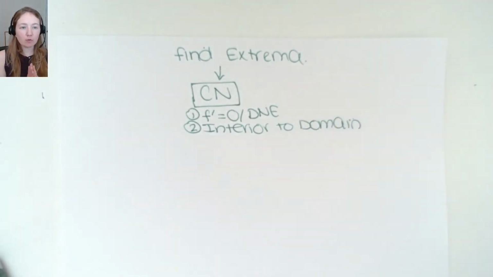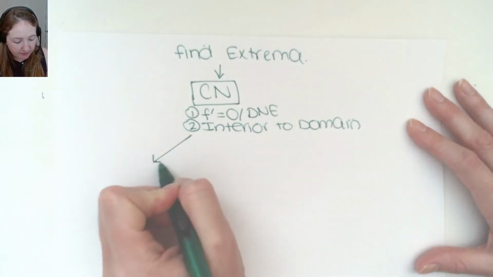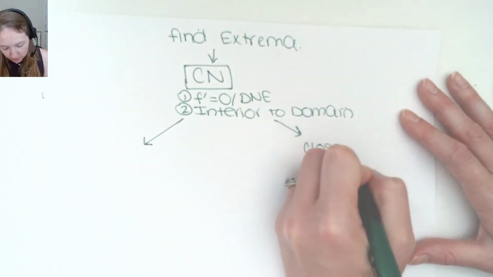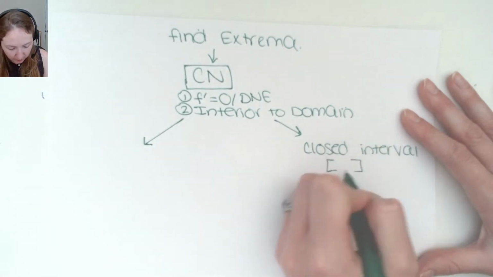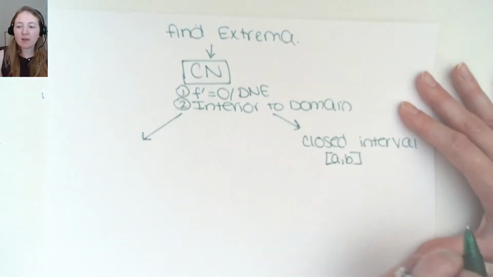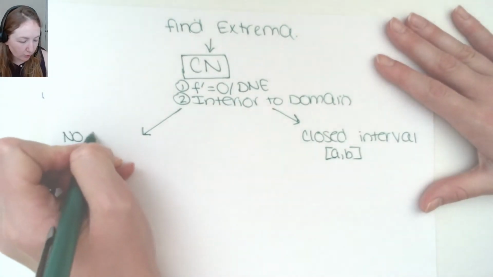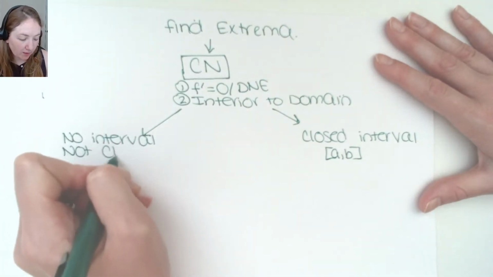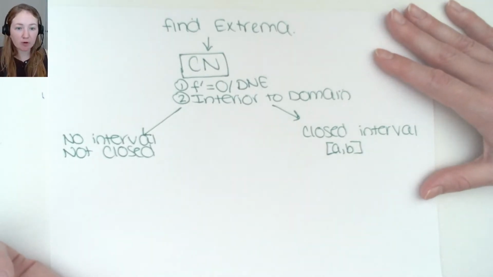Now, that is true for any of these questions. You need to find the critical numbers. Now, there are two scenarios that can happen. If it is a closed interval, that is going to be a square bracket A to B. That is going to have a different process than when there is no interval given, or you can really just think about it as it's not a closed interval. All right, so if it's not a closed interval, it's going to be a different process.